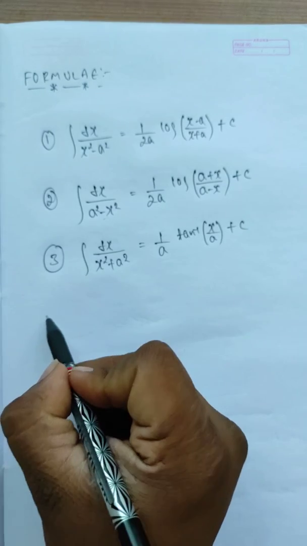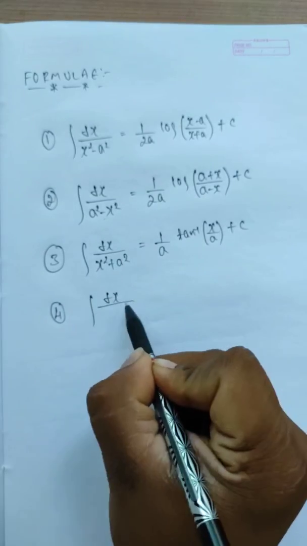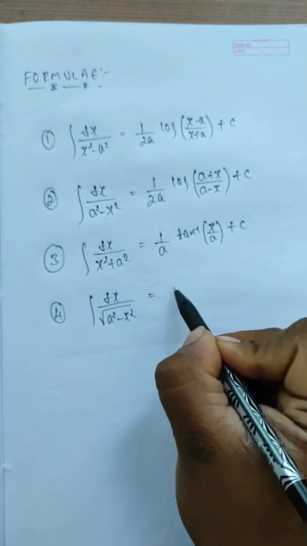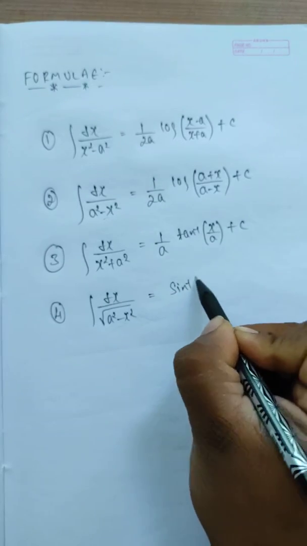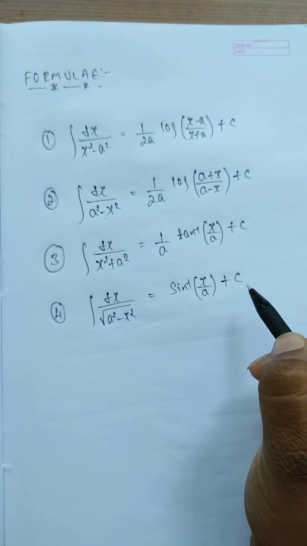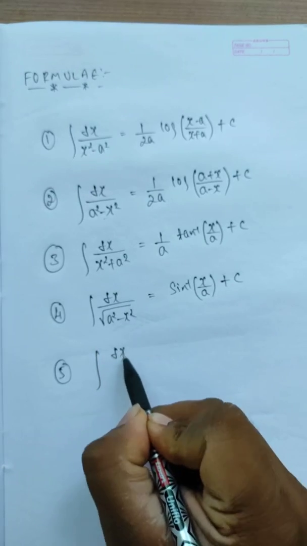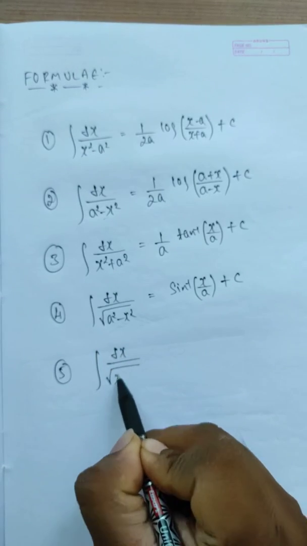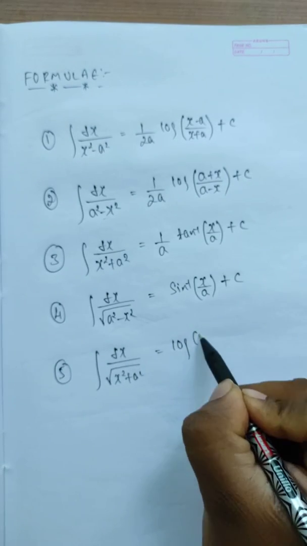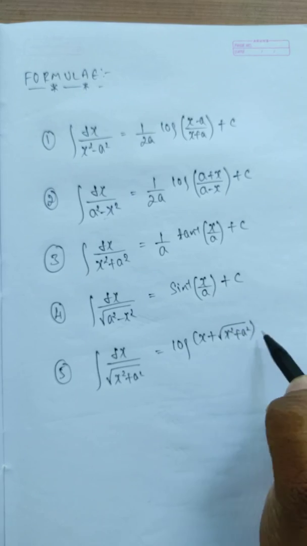Okay? Next, the fourth standard form is the integration of dx by root of a square minus x square, which is equal to sin inverse x by a plus c. The fifth standard form is the integration of dx by root of x square plus a square, which is log of x plus root of x square plus a square plus c.